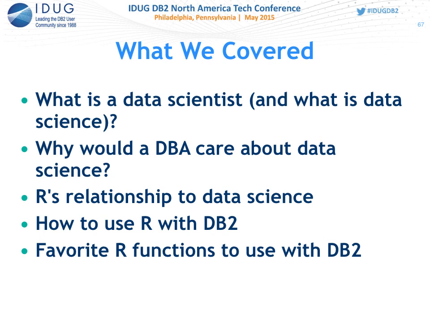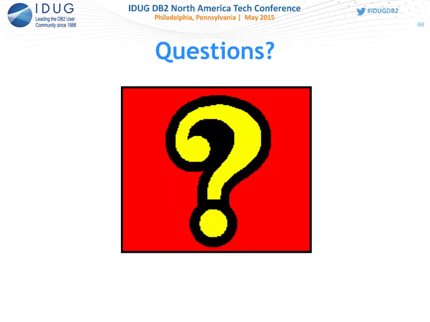The relationship of R to data science: R is probably the most common language right now, especially if you're focusing on the statistical side. Python is extremely popular if you're looking at getting the data ready to operate on. And I showed you some examples of how to use R with DB2 and some of my favorite functions to use with DB2. At the end of the presentation, we don't really have time for questions, but I'll talk to anybody after the session that wants to ask anything that I might be able to answer.